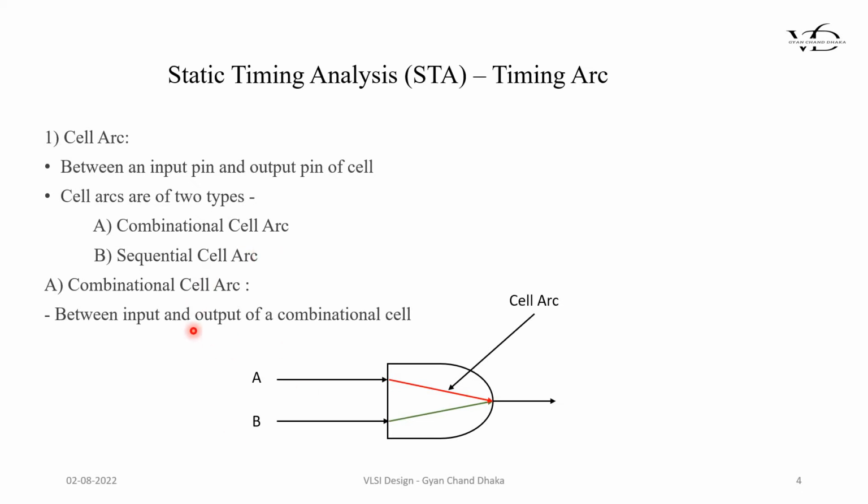Now let's see what is a combinational cell arc. As I told earlier, the arcs present between the inputs and outputs of a combinational cell are called cell arcs. So if you see here, the arc present between input pin A of this AND gate and the output pin is one cell arc.